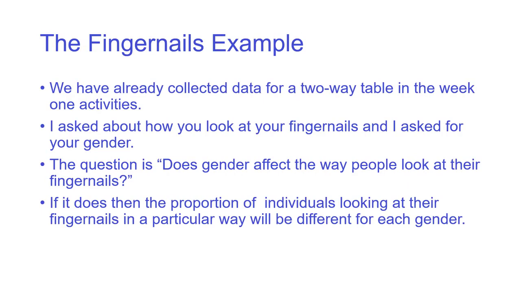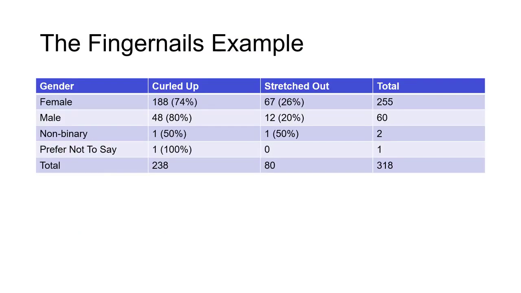Now, I've already collected data for a two-way table in the week 1 activities when I asked you about fingernails. So what I was actually asking about was the question, does gender affect the way people look at their fingernails? Now, if it does, what you'll see is a different proportion of individuals looking at their fingernails in a particular way based on the different genders. So let's have a look at the tabulated data.